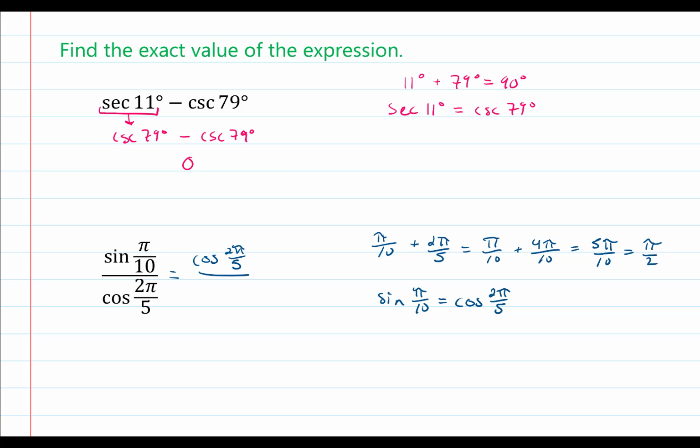The denominator doesn't change, so it's still cosine of 2 pi over 5. And because we have the same trigonometric function in the numerator and denominator, evaluating the same angle, we know that the ratio is equal to 1.